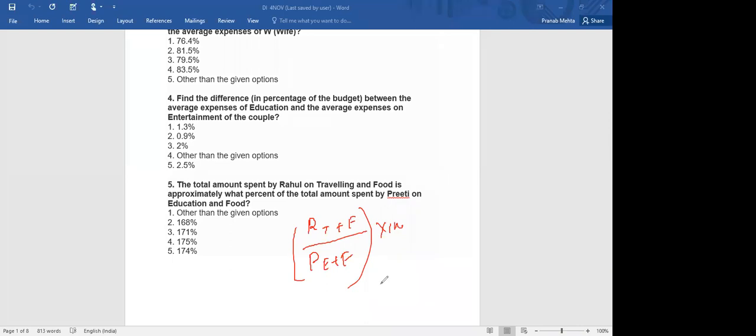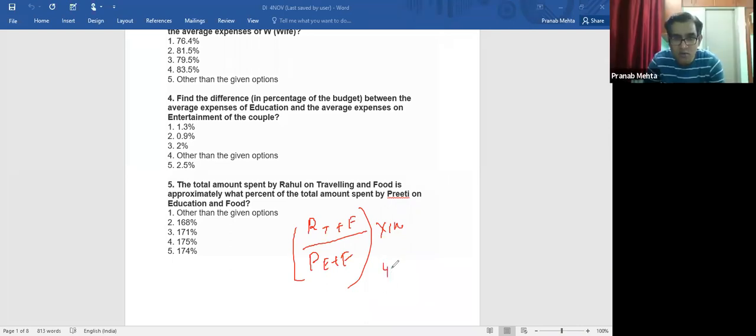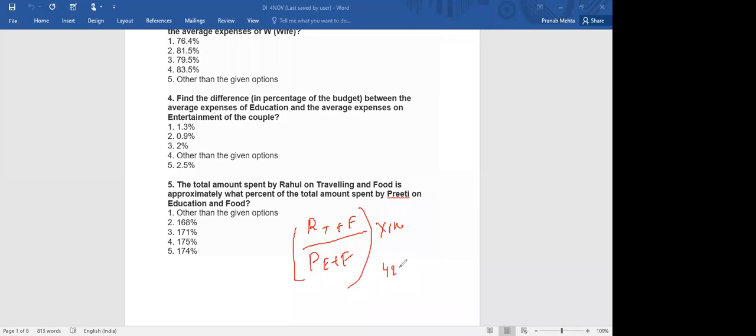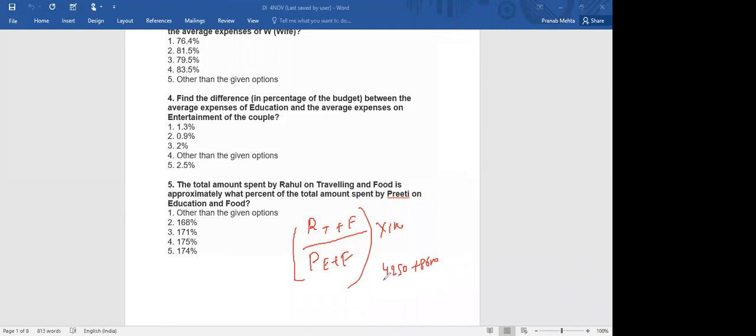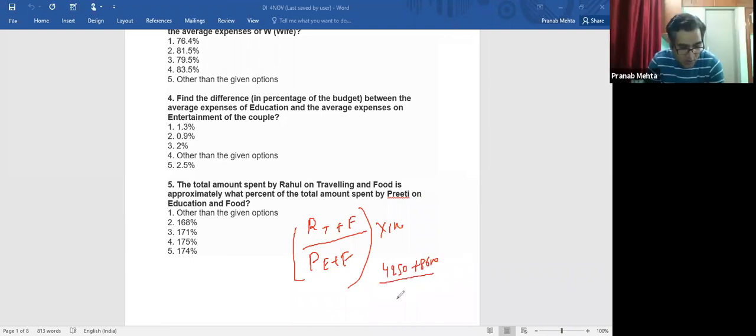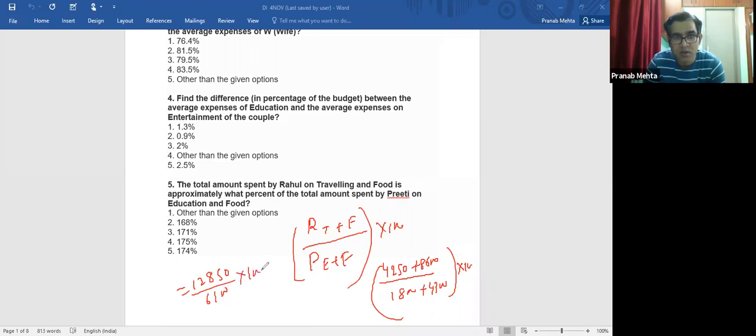So Rahul on traveling and food is, if I'm not wrong, 12,850. Wait, I will distribute it right now. 4,250 plus 8,600. And Preeti's expense on education and food is 1,800 plus 4,300. And since we are dealing with percentage, we have to multiply. So this becomes 12,850 divided by 6,100 into 100.